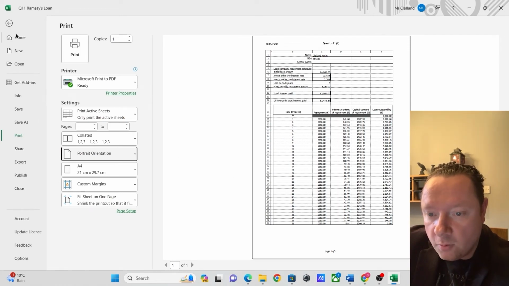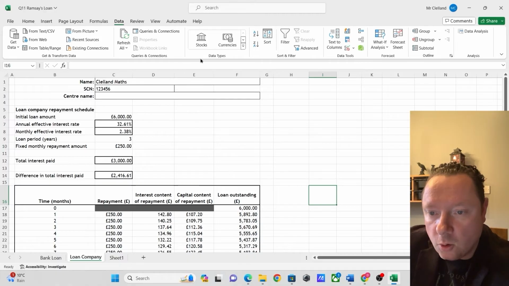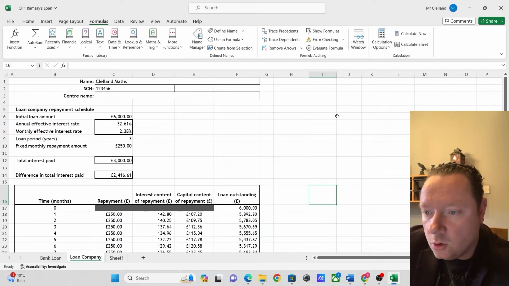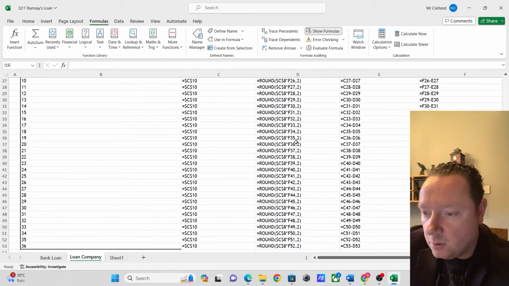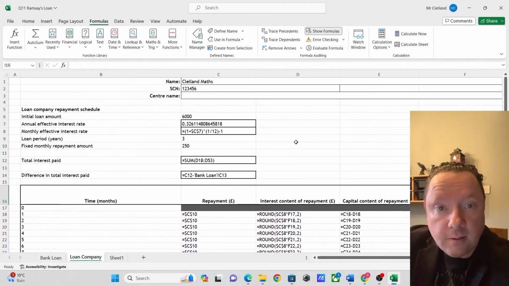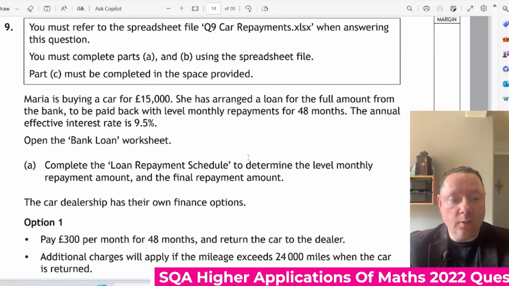Now we want Formula View. So you go to Formula, you go to Show Formulas, and then you would go and print that again as well, so that you can see all the formulas that you've put in. And that's us done.